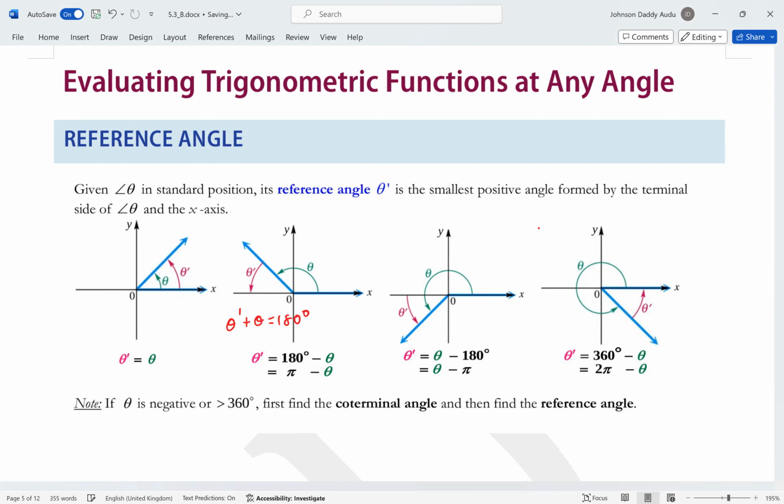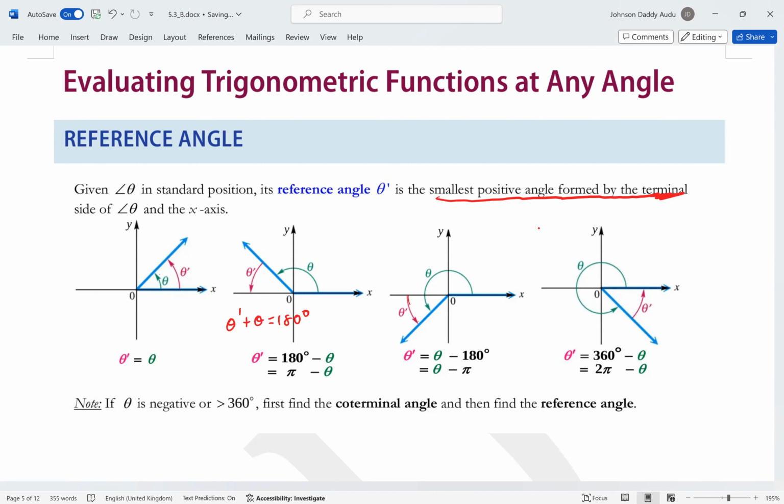In the third quadrant, if your terminal side is in the third quadrant, the green one, starting from the positive x-axis up to this point, is the angle in standard position. But you can also form another angle between the negative x-axis and the terminal side, which is the smallest. Remember, the reference angle is the smallest positive angle formed by the terminal side of angle theta and the x-axis.